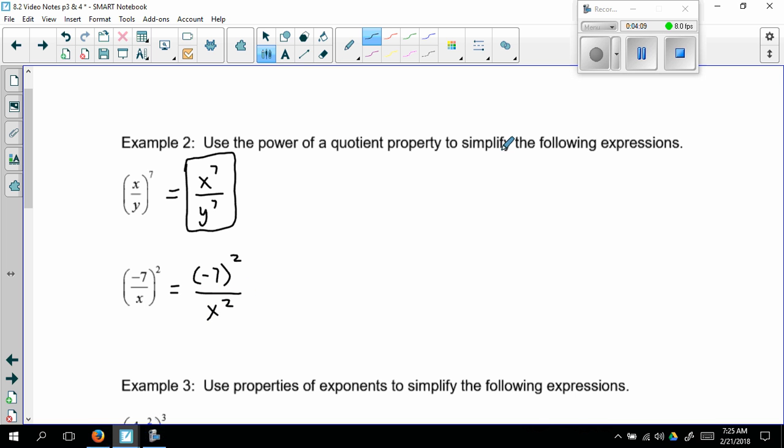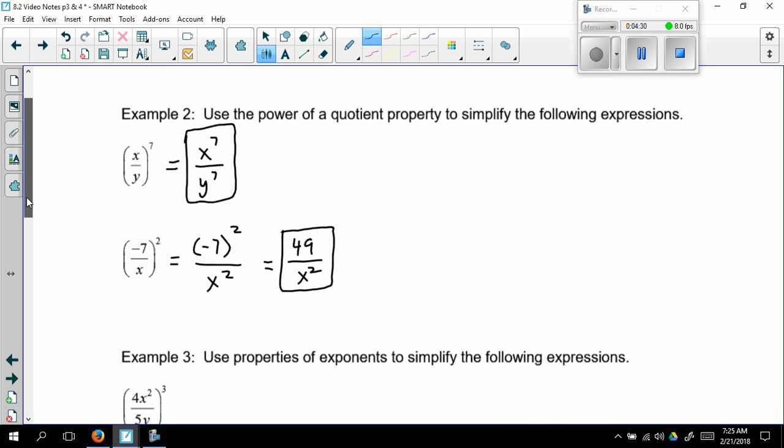Now here it doesn't tell me to write it using exponents, so I'm going to go ahead and simplify. I know what negative 7 squared is. Negative 7 squared is negative 7 times negative 7, which is 49. So I want to leave it like that. I have 49 divided by x squared. I'm going to leave it as a fraction.